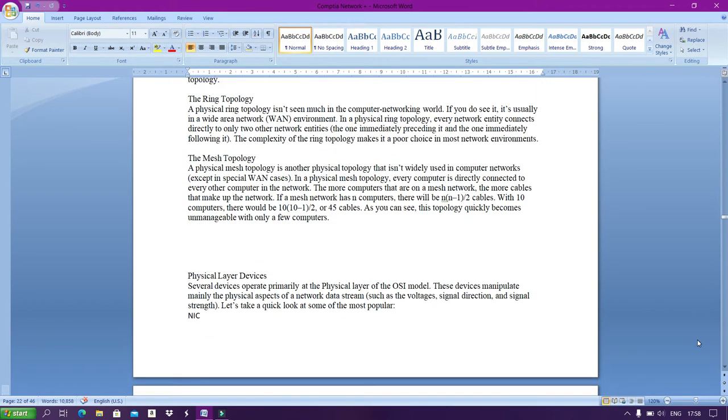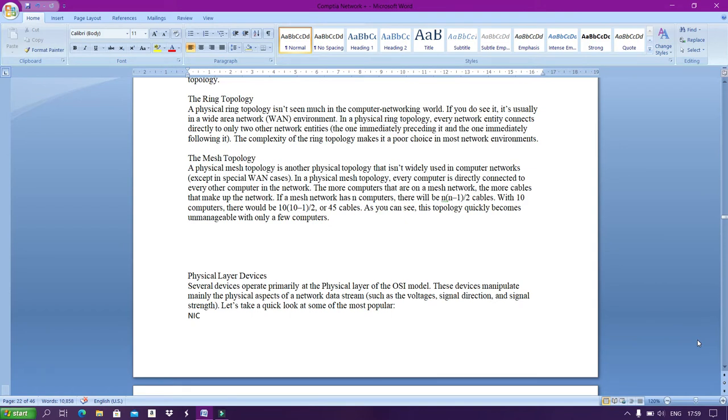The ring topology. A physical ring topology isn't seen much in the computer networking world. If you do see it, it's usually in a wide area network, WAN, environment. In a physical ring topology, every network entity connects directly to only two other network entities, the one immediately preceding it and the one immediately following it. The complexity of the ring topology makes it a poor choice in most network environments.